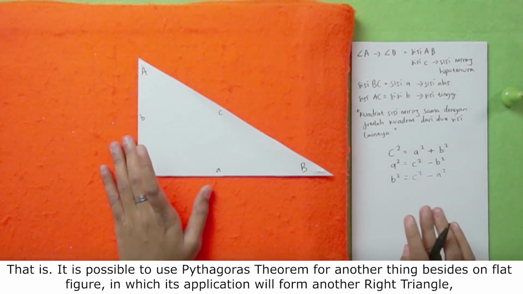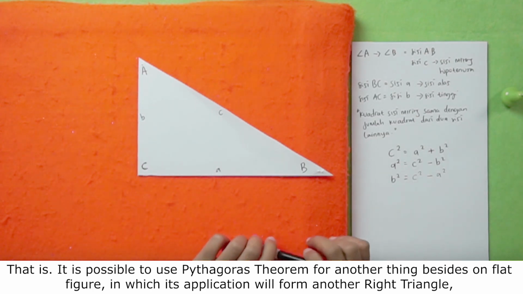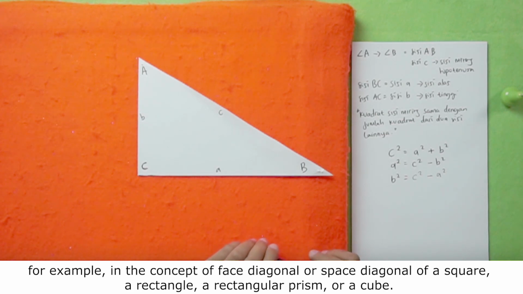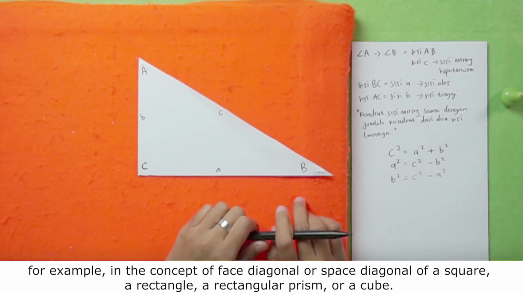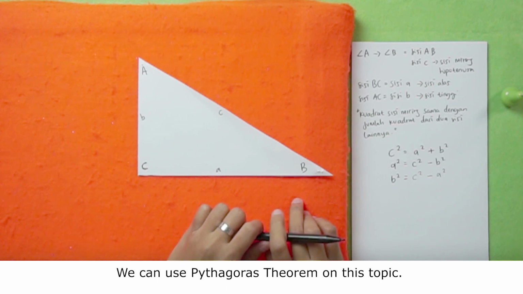It is possible to use the Pythagoras theorem for another thing besides on flat figure, in which its application will form another right triangle. Ini bisa digunakan untuk hal lain juga selain dari segitiga siku-siku. Nah, for example, in the concept of face diagonal or space diagonal of a square, a rectangle, a rectangular prism, or a cube, we can use the Pythagoras theorem on this topic. Balok ataupun kubus ataupun persegi panjang.